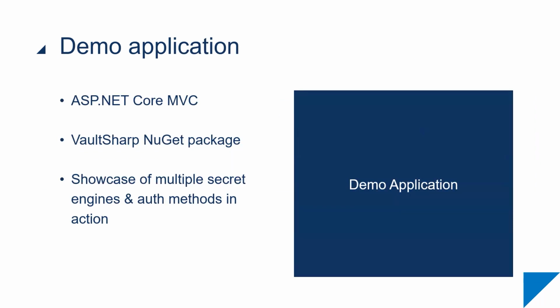So the demo application is .NET Core. I use a NuGet package, Vault Sharp, which is a community-supported package for HashiCorp Vault. And it's just an abstraction over the HTTP API. And as I said, it's a showcase of multiple secret engines and auth methods.